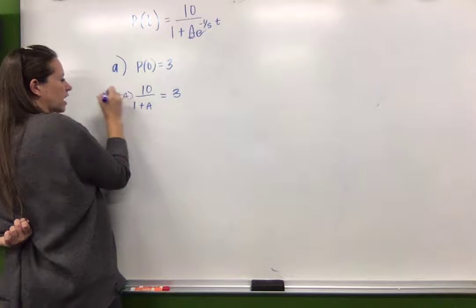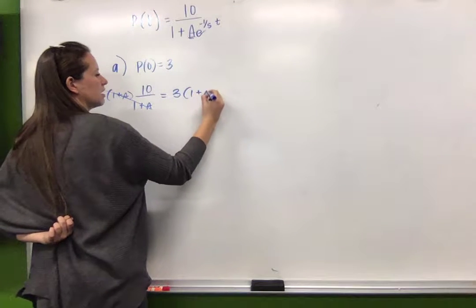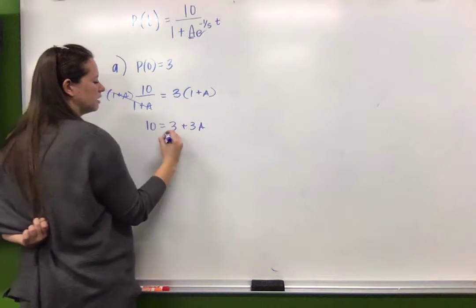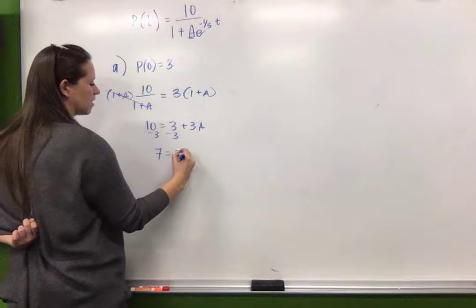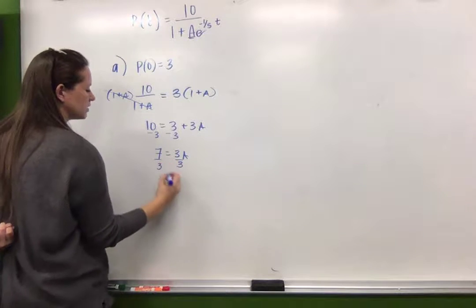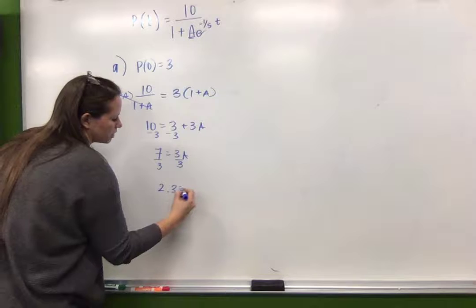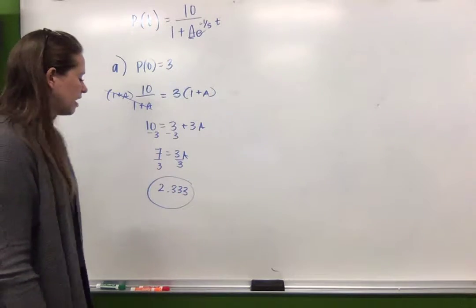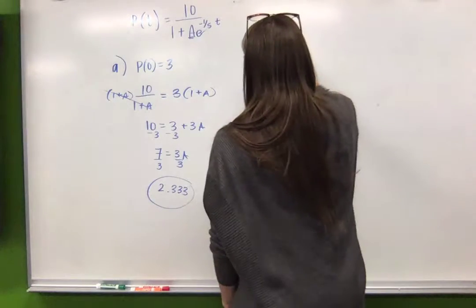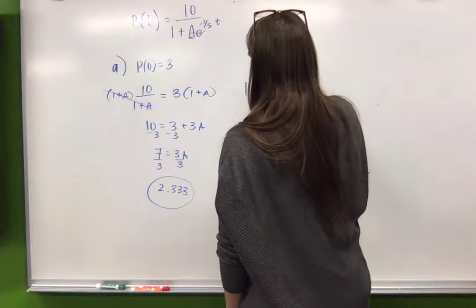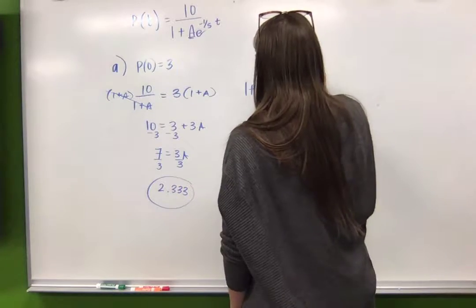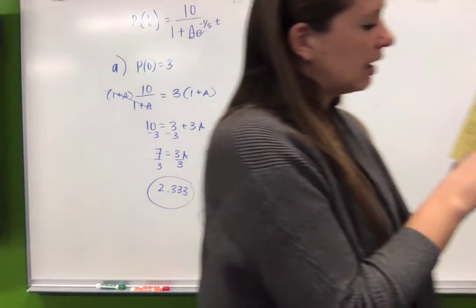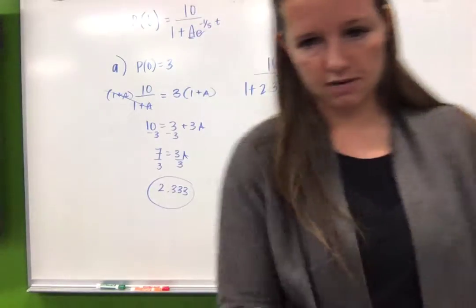So let's solve for a real quick by multiplying by 1 plus a. And then I got 10 equals, let's distribute this in. I'm going to subtract 3 from both sides and then divide by 3. So you get that a is 7/3 or 2.33 repeating. So that's what a is, and now you take that a and plug it into your formula. It's 10 over 1 plus that a, e to the negative 1/5 t. And the problem's asking what is the limit as t approaches infinity?